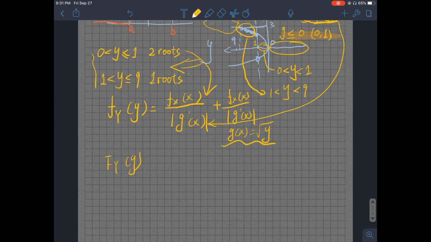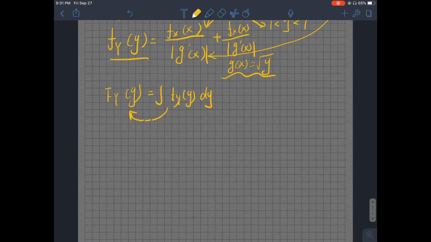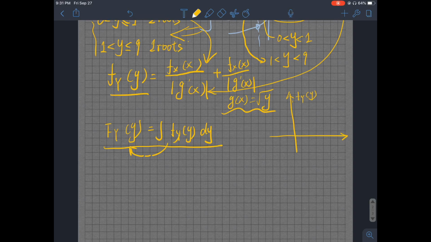Okay, that's all. And F_Y is simply, I think we can use the summation, the integral of f_Y dy. Once we have these two equations, we can draw the distribution function or graph for f_Y(y), like the mass function for f_Y(y).